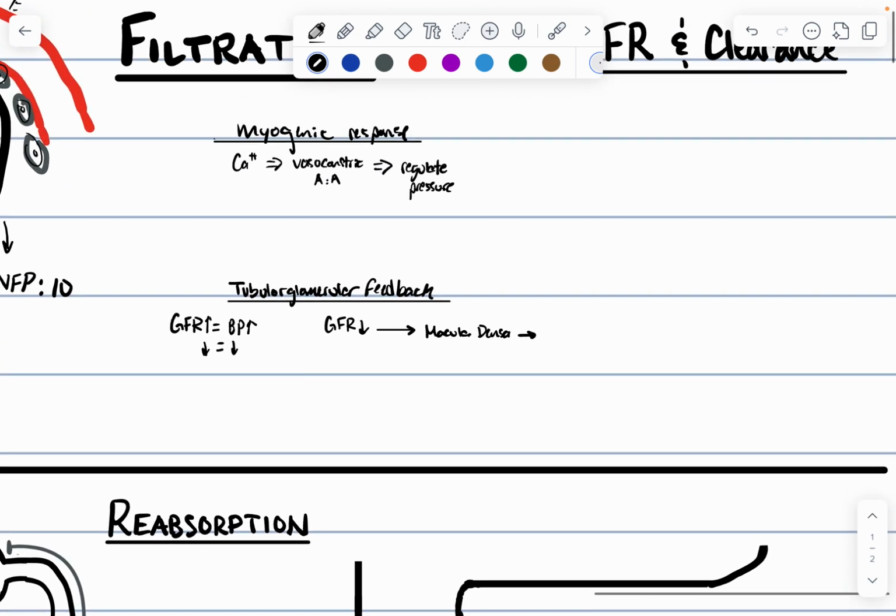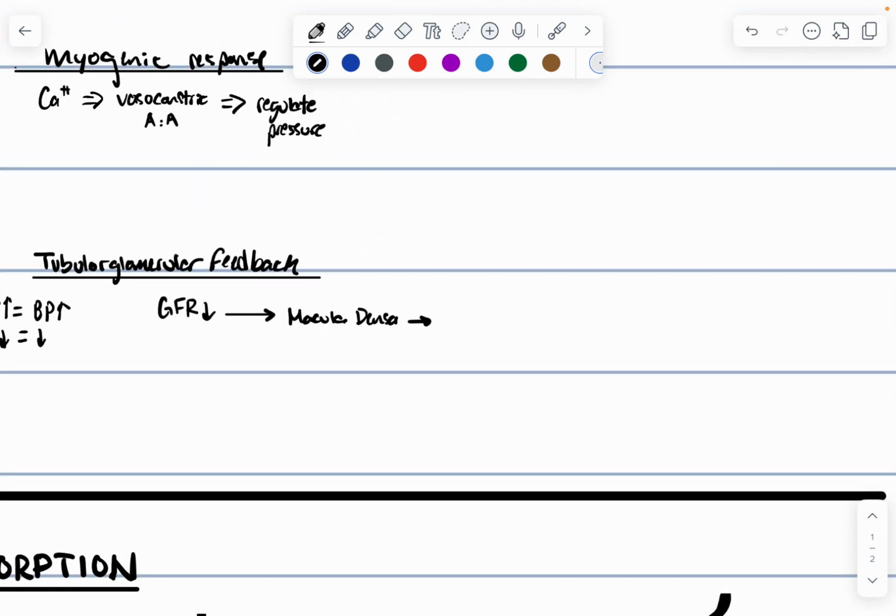They're going to get signals from that. And they're going to release nitric oxide. And nitric oxide dilates. So it's going to vasodilate the afferent arteriole. And when it does that, that brings the GFR back up, which is a negative feedback response.